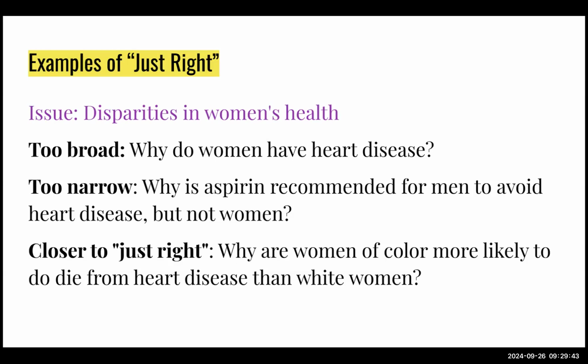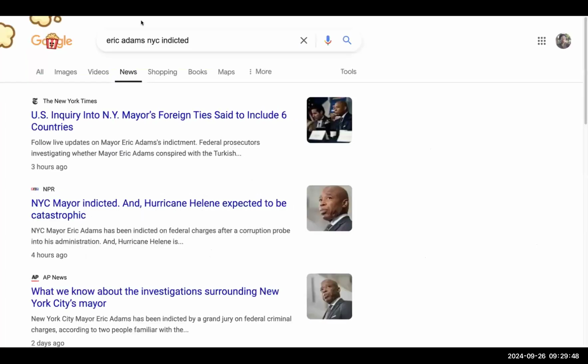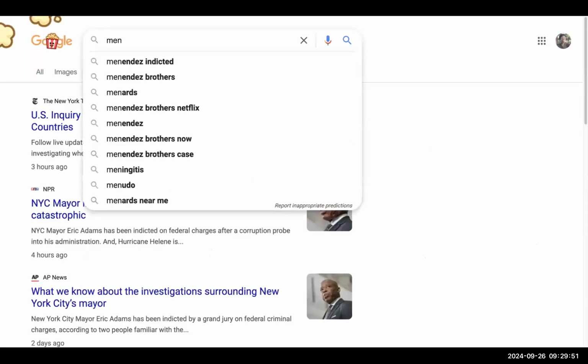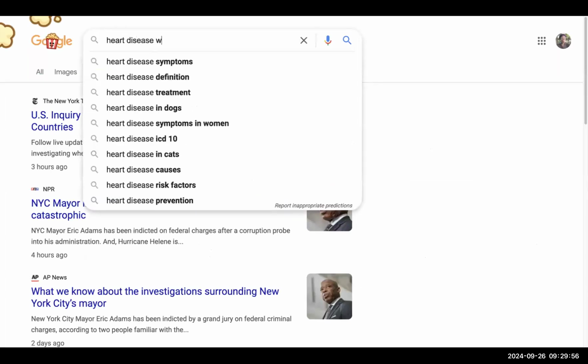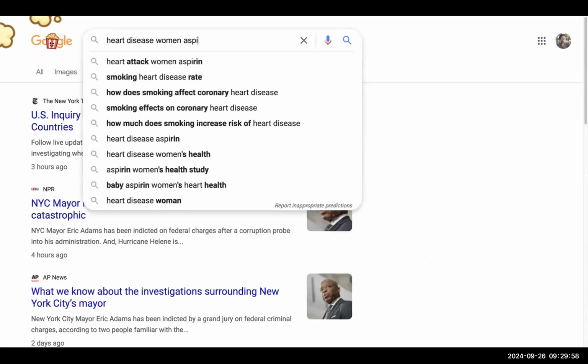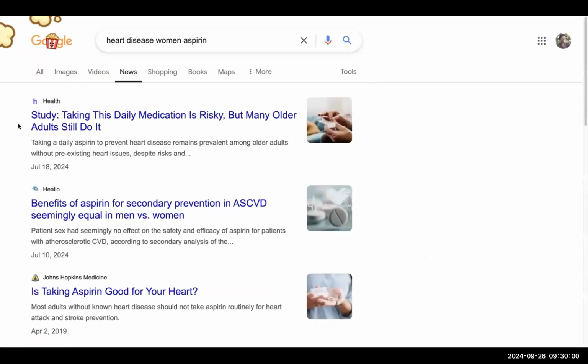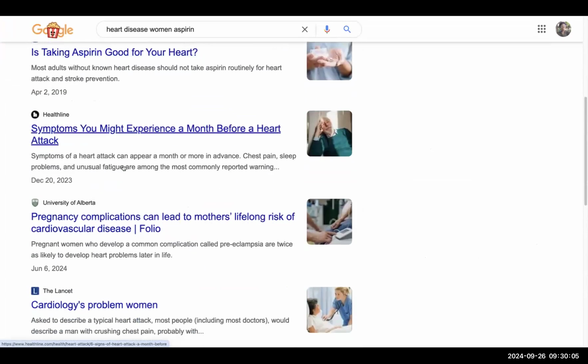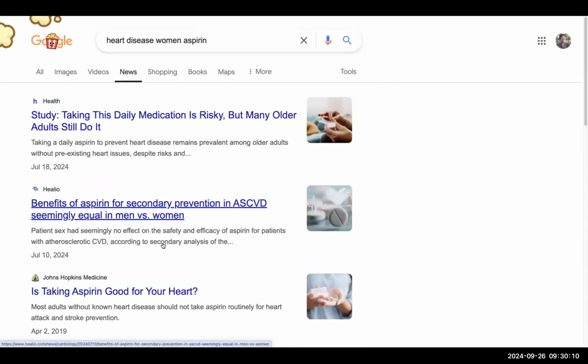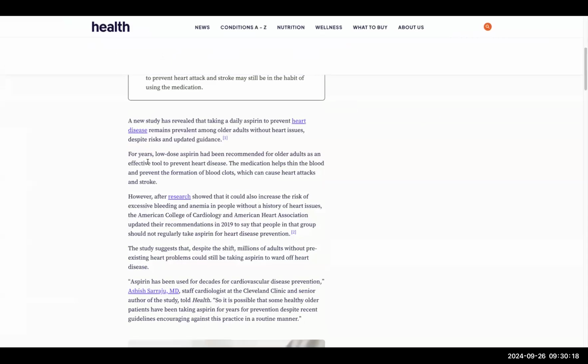Too narrow would be, why is aspirin recommended for men to avoid heart disease, but not women, right? This is a question you can actually ask Google. You can literally just look that up, right? There's an answer to this. It's like, oh yeah, you don't want to take aspirin because of this part. So taking aspirin does this. It's just a fact. This is one health article that we could look at, and that's your whole thing.